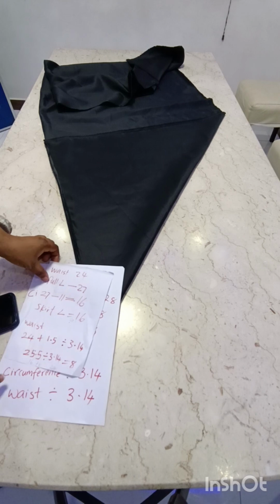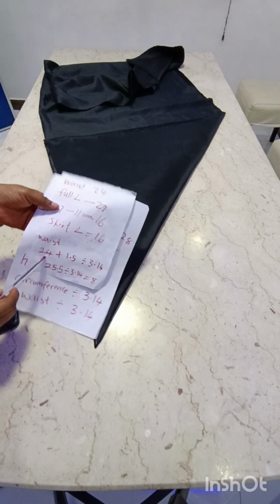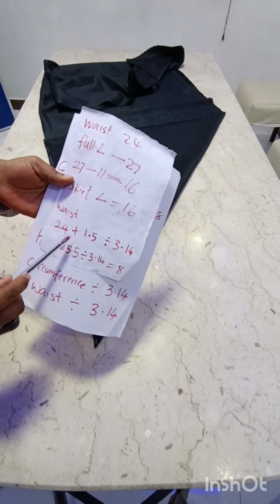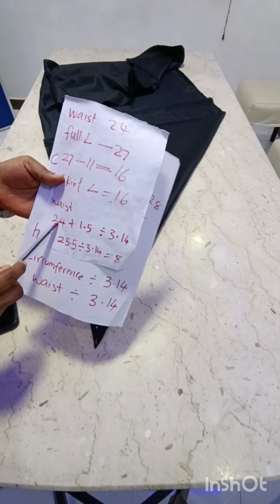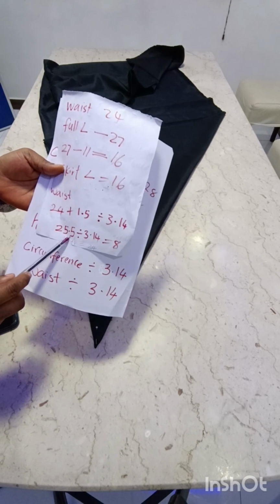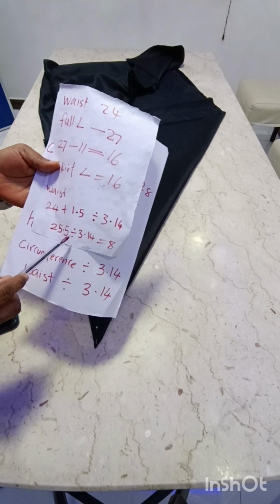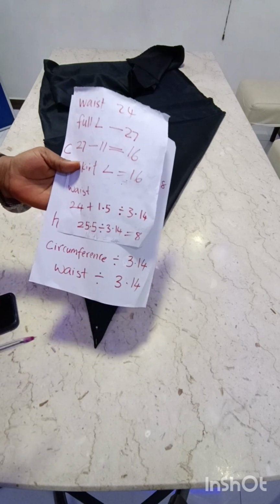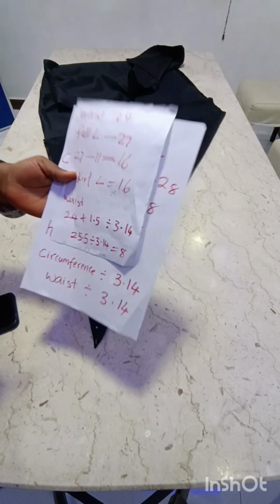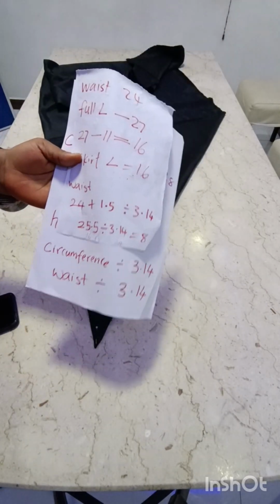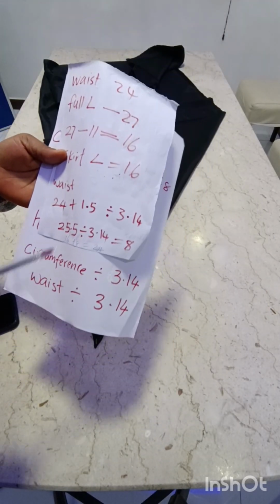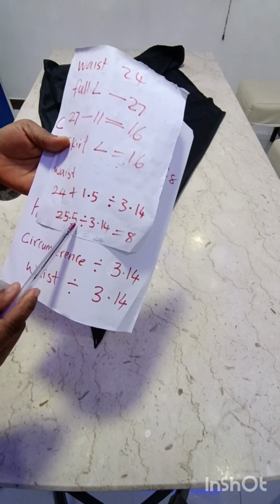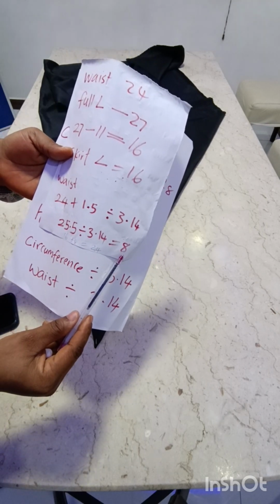How did we arrive at the radius? We calculated the waist circumference, which is 24. We added 1.5 inches allowance to 24, and the answer is 25.5 inches. Now, this 25.5 inches, you are going to divide it by 3.14. 3.14 is the formula to finding half circle. It is constant. It does not change, whether for adults, whether for children. You are still going to divide it by 3.14. So when we divided 25.5 by 3.14, we got the radius as 8.